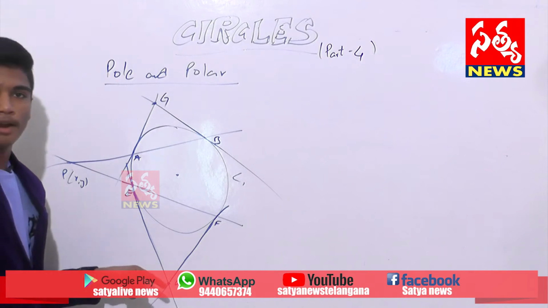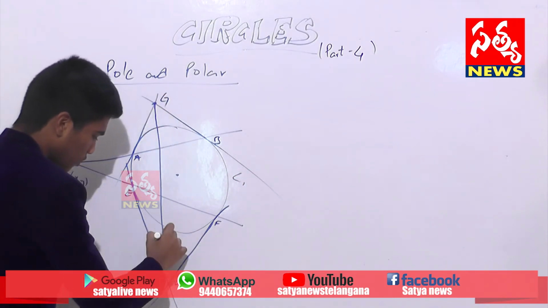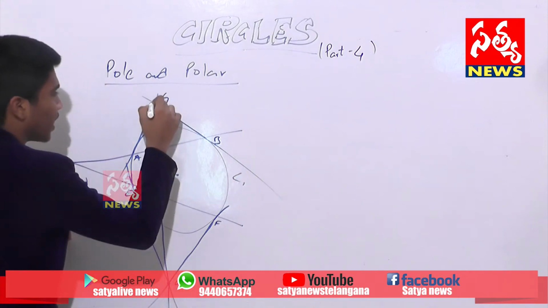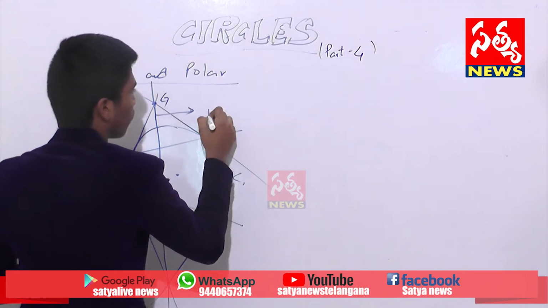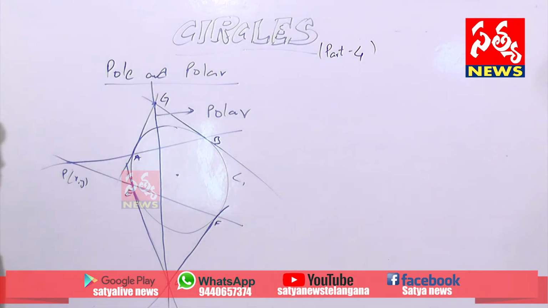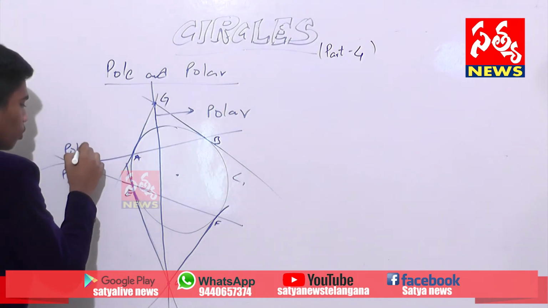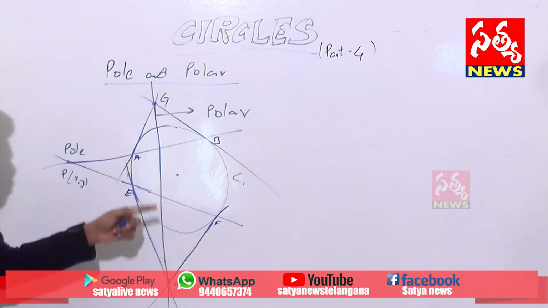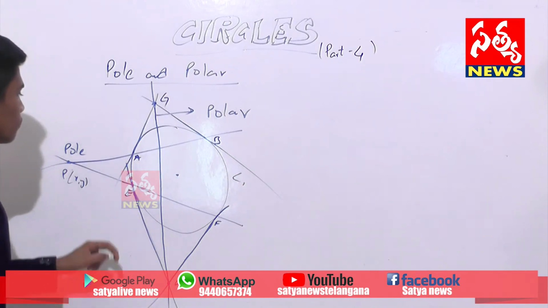Now, the line joining G and K is called the polar. And the point P is known as the pole of the line GK.